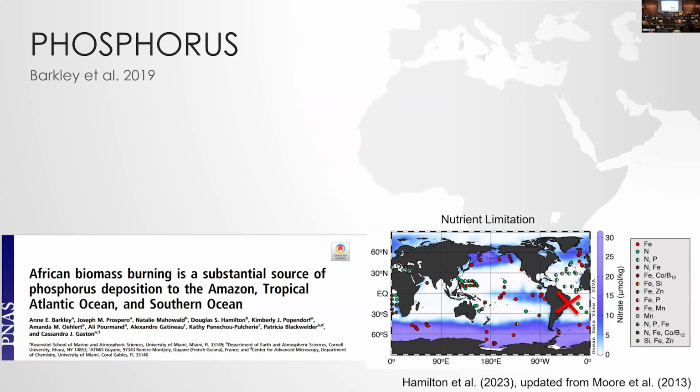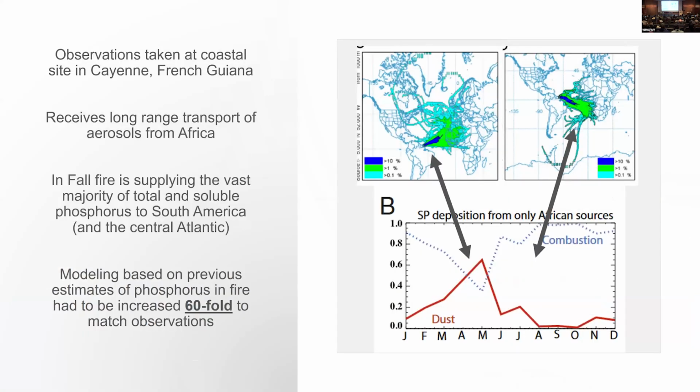Okay, I want to move on to phosphorus next. This will be a very, very quick discussion. And this study again came from observationists who had discovered a very large amount of phosphorus. This time they had measured it in French Guiana, down here in Cayenne. And what they found for this study is that traditionally the thought was that phosphorus is transported across the Atlantic Ocean from the dust sources.